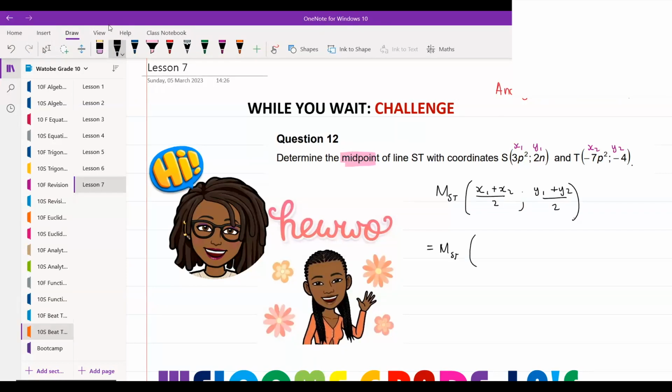My x1 is 3p squared plus negative 7p squared over 2. And then my y1 value is 2n plus negative 4 over 2, right? So the answer I would get over here, that positive and negative will give me a negative. So the midpoint of ST would be 3p squared minus 7p squared over 2 and 2n minus 4 over 2.